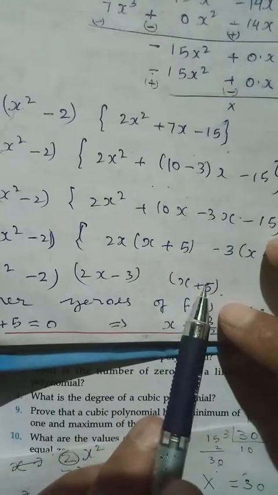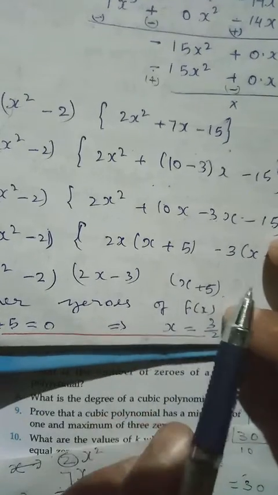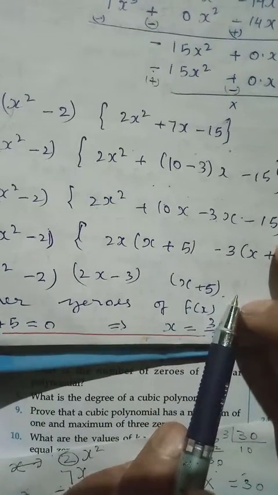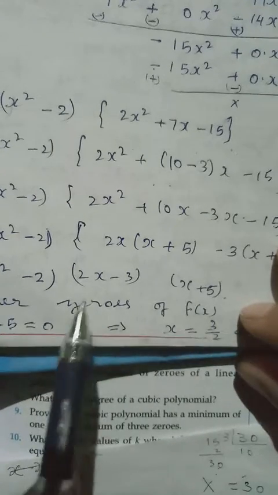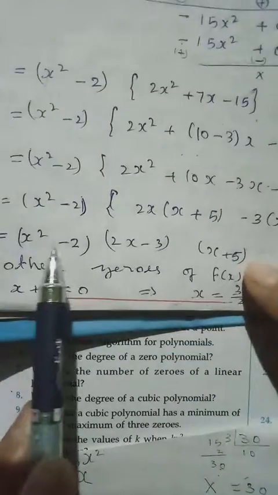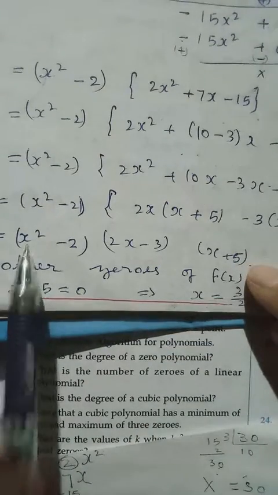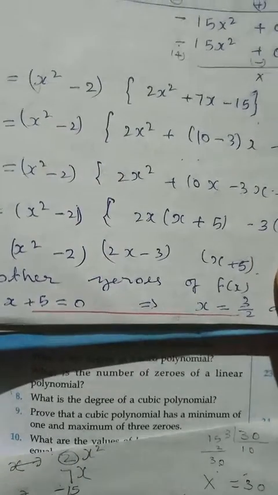Then x plus 5 equals 0. So this is plus. Take the other side, it will become minus. So that means the other two values for x, they are 3 by 2 and minus 5. The other two already given, root 2 and minus root 2. So those are the four values for x in this case.